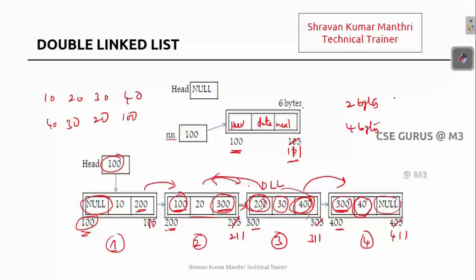The second one is the memory part. In the single linked list, only two parts are needed, which are data and next, which is 4 plus 4, 8 bytes. Now the previous part also is needed, that is 12 bytes. So that is also a very important thing you need to consider.